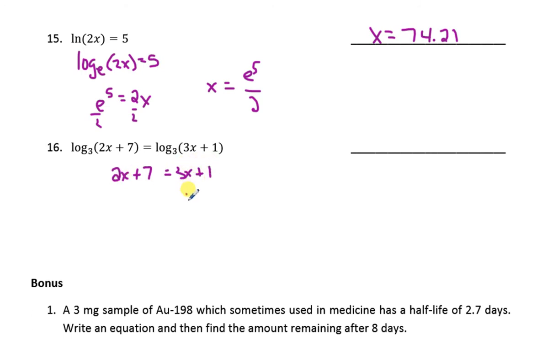Subtract 2x from both sides and I get x. 2x minus 2x is 0. 2x minus 3x, I get negative 1x. And then subtract 1 from both sides and x equals 6. And if I plug 6 into this equation, I get 6 times 2 is 12, plus 7 is 19. And 6 times 3 is 18, plus 1 is 19. So log of 19 equals the log of 19.